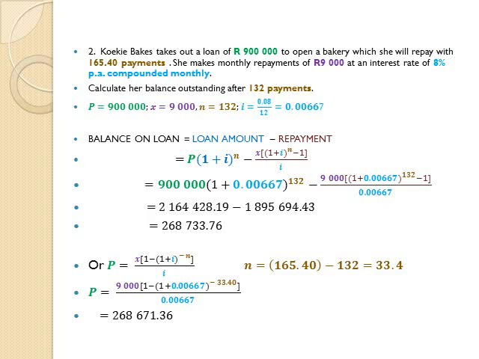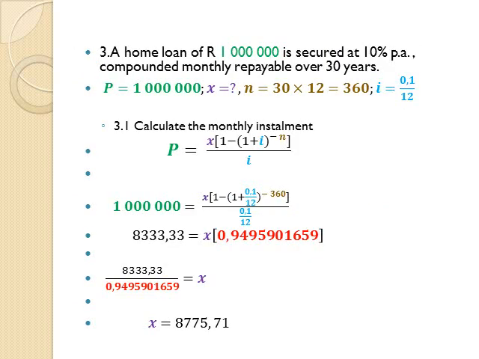Now let's look at the last couple of problems. A home loan of 1 million rand is secured at 10% per annum, compounded monthly, repayable over 30 years. Right, so P equals 1 million, X is unknown, N is 30 times 12 equals 360, I is 10 divided by 100, 0,1, over compounded monthly 12.